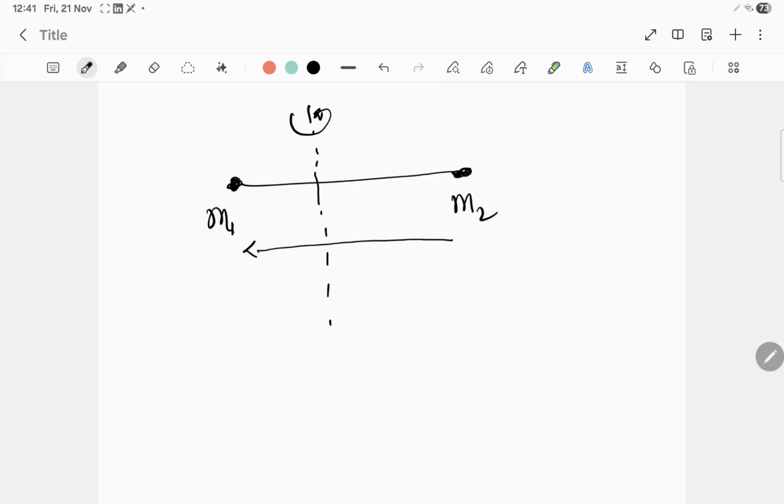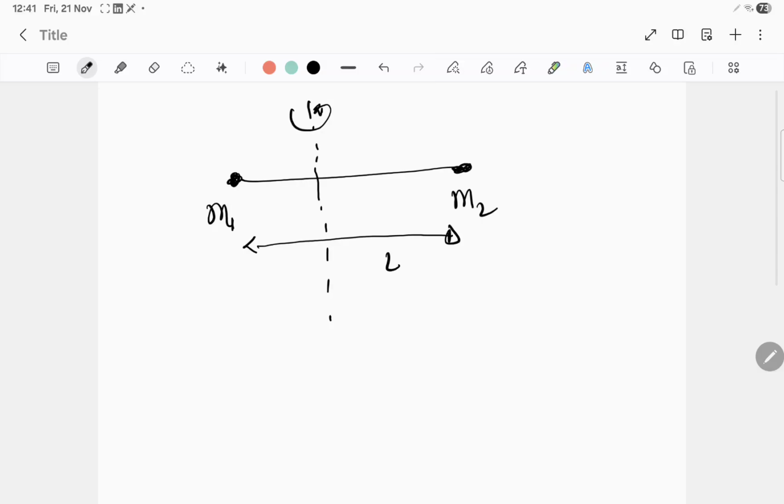So in this case, if the distance between these two masses is L, we know that the distance of the center of mass from this mass will be m2 into L upon m1 plus m2. And the distance of the center of mass from this mass will be m1 into L upon m1 plus m2. Now we need to find the moment of inertia about that axis which is passing through the center of mass.